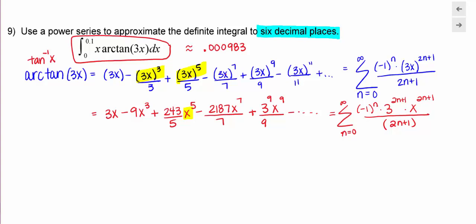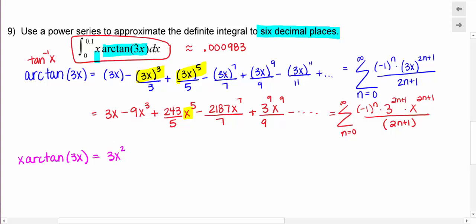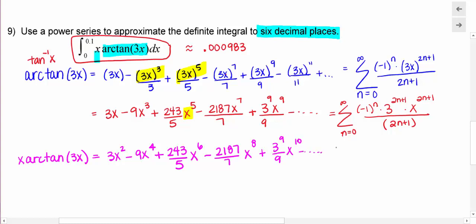Well, my series that I'm trying to write isn't just inverse tangent of 3x, it's x times inverse tangent of 3x. So I have to take this series and multiply by x. Now, whether you write inverse tangent or arctangent, we're fine. So if I distribute the x, this would be 3x squared minus 9x to the 4th plus 243 over 5 x to the 6th minus 2187 over 7 x to the 8th plus 3 to the 9th over 9 x to the 10th, and so on.